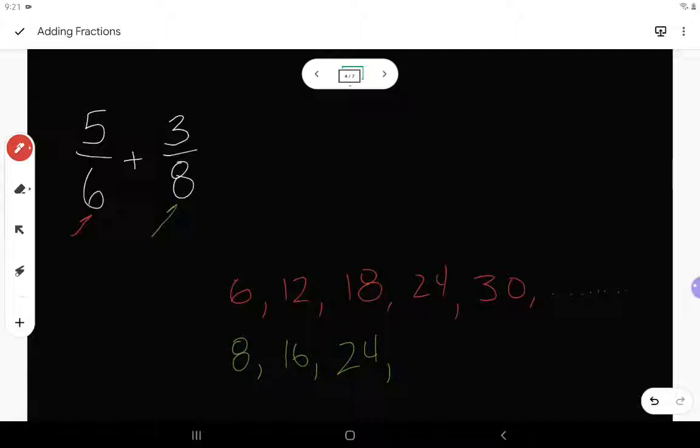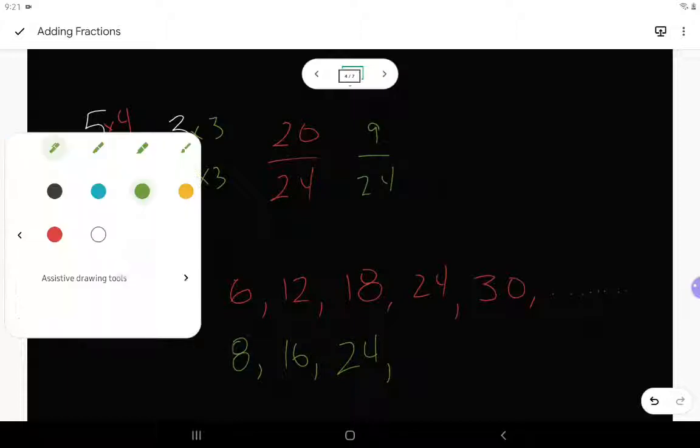Okay, so how do I change the 6 into 24? Well, 24 is the 1, 2, 3, 4th number in that list, so that means 6 times 4. Do that same thing, top and bottom, and that gives me now 20 over 24. And for 8, to turn it into 24, it's 1, 2, 3, so it's the third number in the list. So I'm going to multiply top and bottom by 3, and that gives me 9 over 24.